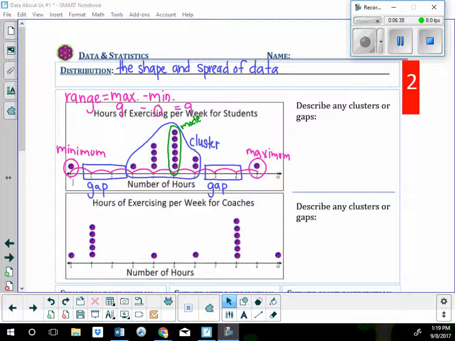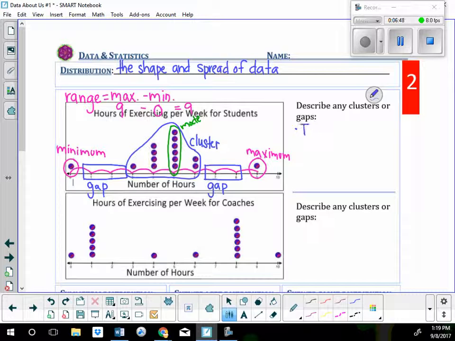Let's go ahead and make some statements to describe any clusters or gaps we might see. So the first thing I want to talk about are gaps. I'm going to say there are gaps from, I'm going to start with this first one over here, from 1 to 2 hours, and another from 7 to 8. So 7 to 8 hours.